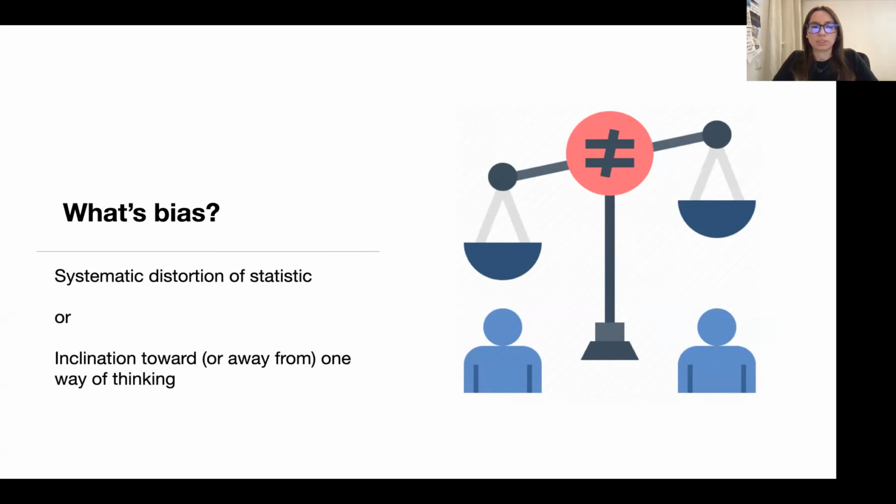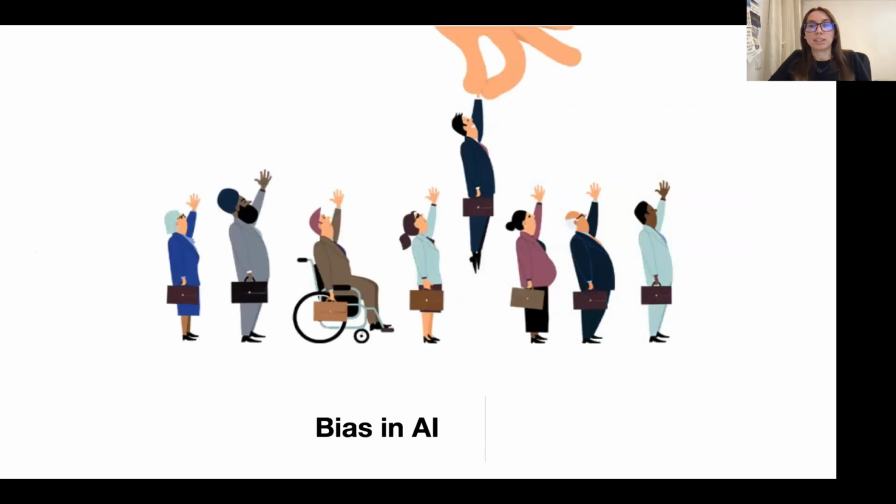at first, let's just talk about what bias actually is. We can say that basically it's a systematic distortion of a statistic, or some kind of an inclination towards some way of thinking or some opinion. And if you talk about bias in AI specifically, it's an anomaly in the output of an algorithm.